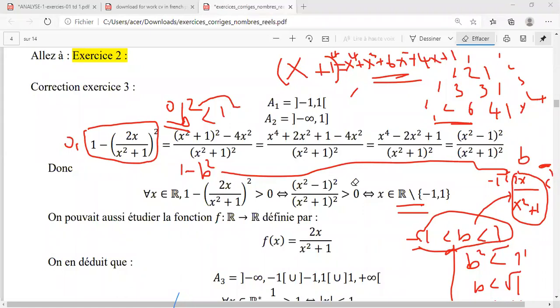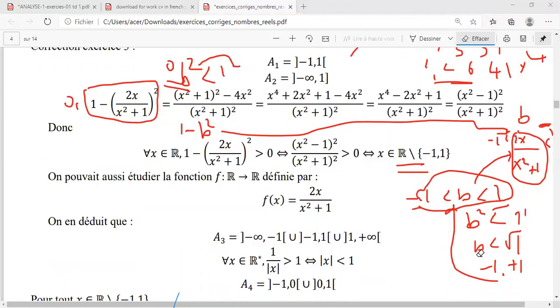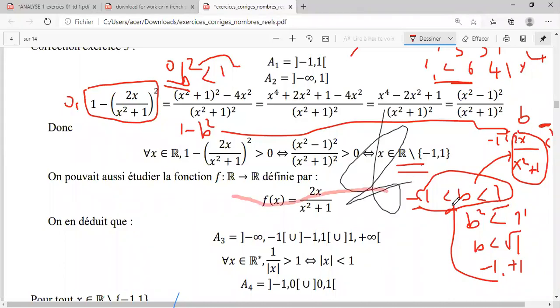If you use my method here, b squared is less than 1, you are already going to be solving for -1 and +1 at the same time. Because I've got b squared, you're going to have this part and this part, so you have covered the two parts at the same time. You understand?